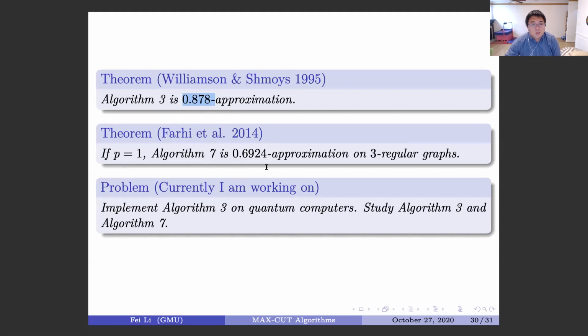Based on this concern, currently I'm trying to implement algorithm 3, which is the vector program, on quantum computers, and try to define a quantum circuit for this. However, based on a discussion with my collaborator from another school, she told me that people have tried to implement semi-definite programs on quantum computers. But till now, I haven't found any published work yet.